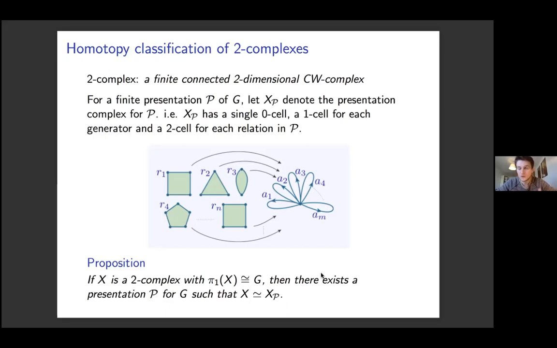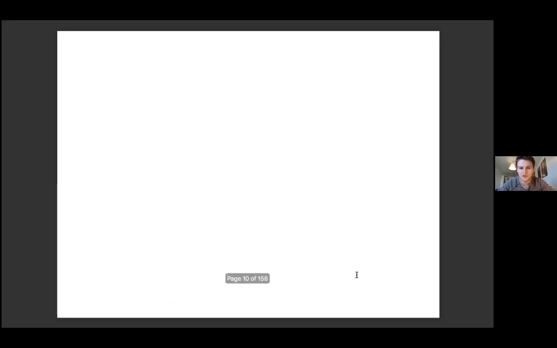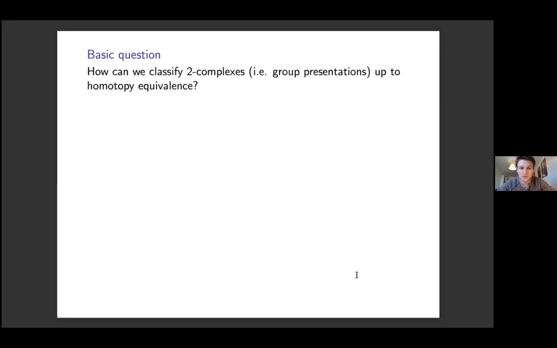Okay. So for the purposes of this talk, I'll sometimes switch back and forth between talking about two complexes and talking about group presentations, because they're basically the same thing up to homotopy. Then I'll ask the basic question, which is, how do we classify two complexes, i.e. group presentations, up to homotopy equivalence? This gives you, in some sense, a natural classification problem on group presentations. There are many other ways in which you can classify presentations, but this gives you a particular way which comes from the topological perspective on what a group presentation is, via the last proposition.